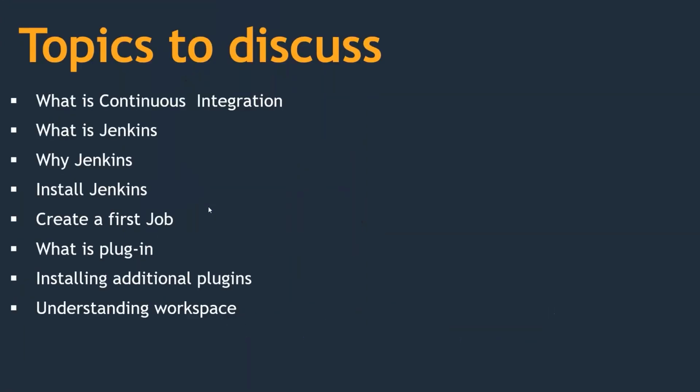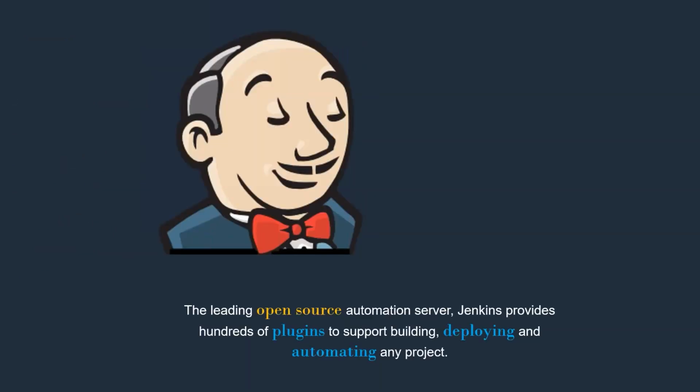Now we are going to talk about what is Jenkins. Okay, so Jenkins is the leading open source automation server. So what is the purpose of Jenkins? It is going to do the automation. What is it going to automate? It is going to automate the build and deployment as well. So Jenkins provides hundreds of plugins to support building, deploying and automating any project. So it is going to build and deploy.